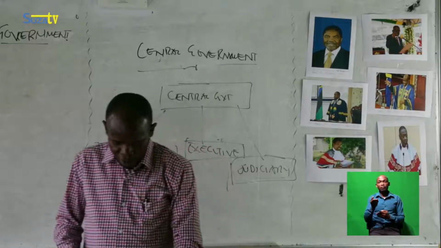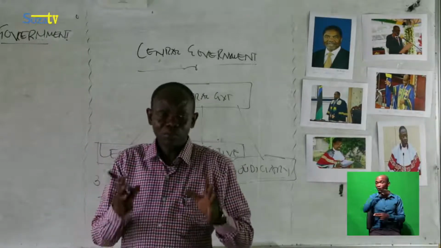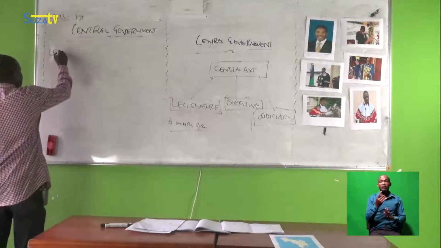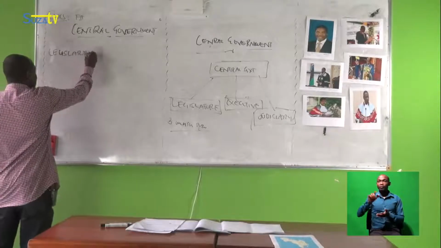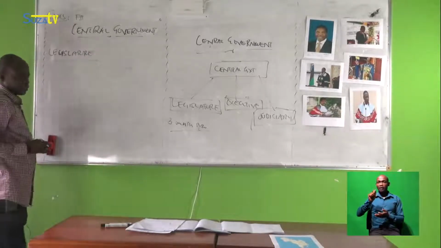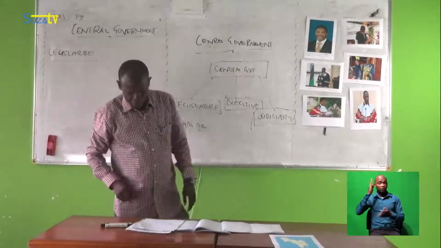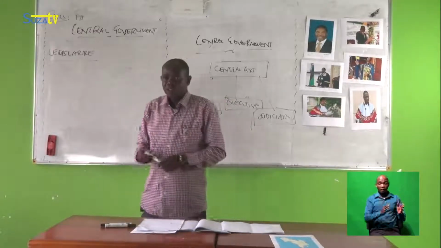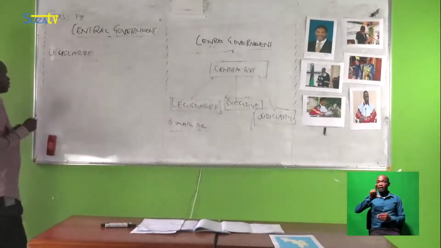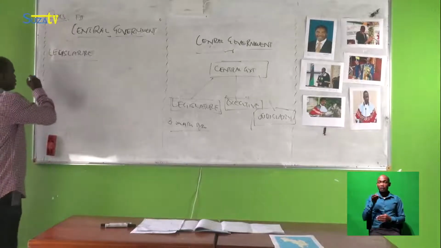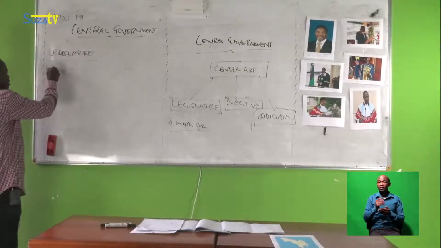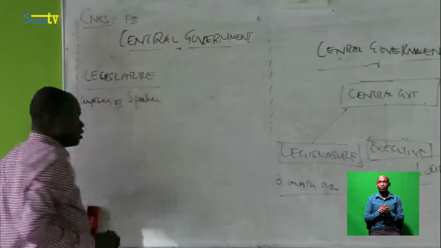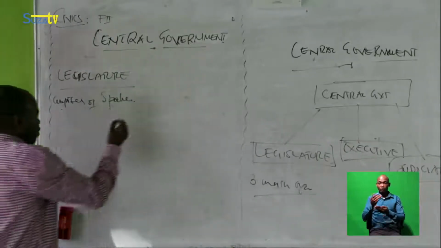Now, let us look at those three main organs of government. Let us start with the legislature. The legislature is one of the organs of the central government. This organ mainly comprises the Speaker and others.